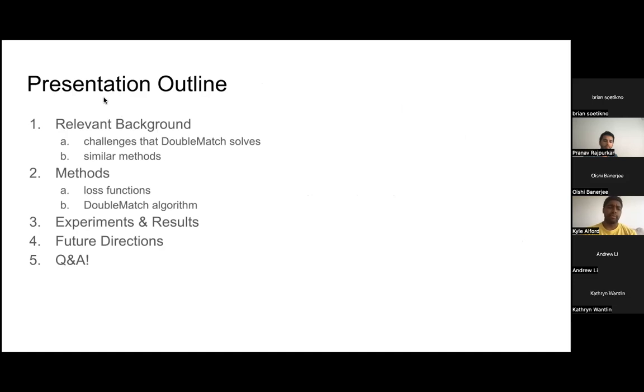Just to quickly give a presentation outline, I'll go over a really brief background of some of the challenges that DoubleMatch addresses and some of the similar methods that they're building upon, because it really makes more sense when it's put into context with the previous state of the art. Then I'll go into the specific methods, like the loss functions that they're adding and the specific algorithm that they're using. Towards the end, I'll go into the experiments that they used and some of the results that they ended up creating. And then I'll leave time at the end for Q&A in case there are any questions.